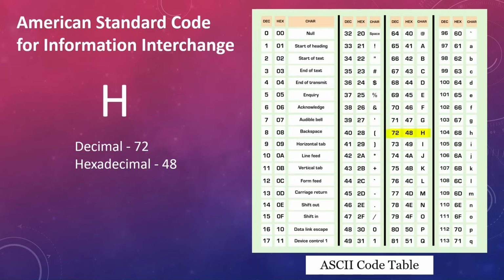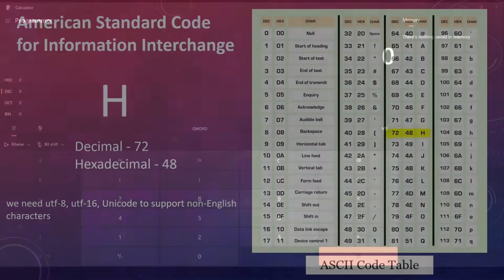As we can see here, the character H is at the decimal number 72. So the decimal number 72 is a numerical representation of the character H. We also have something called a hexadecimal value of H. But as ASCII was originally developed and invented by Americans for the English language only, that's why we need UTF-8 and UTF-16 Unicode schemes to support non-English characters too, since this basic ASCII table only supports English characters.